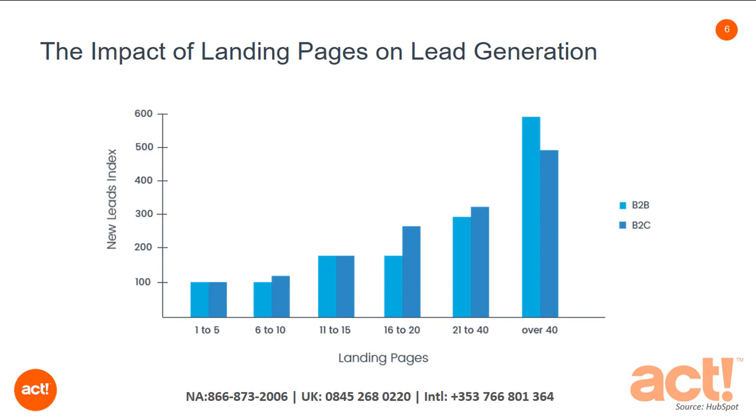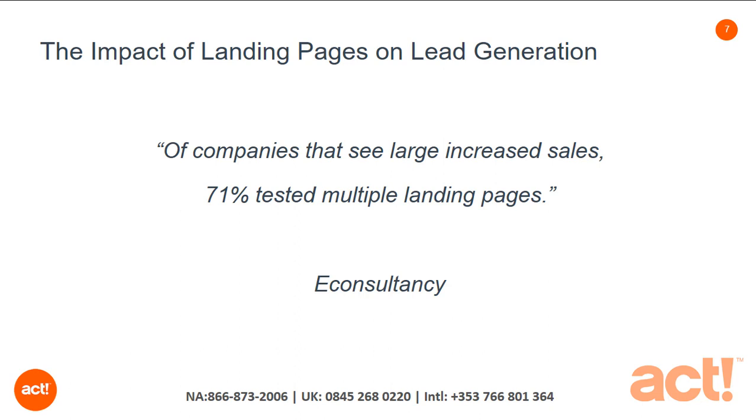To give you an idea of how much landing pages can indeed make a difference to lead generation, take a look at this study from HubSpot. They looked at the correlation between the number of landing pages and the number of leads generated, and as you can see, the results are pretty conclusive. Businesses with more than 10 landing pages generate more leads than those with less than 10. And we can also see that companies with over 40 landing pages get 12 times more leads than those with 5 or less. And this is true for all businesses, B2B and B2C.